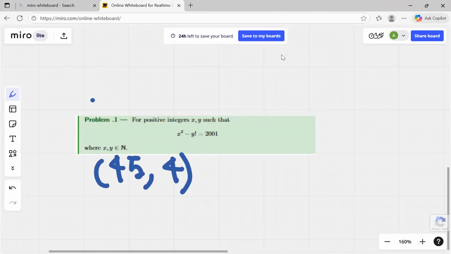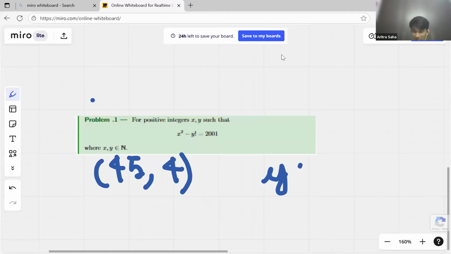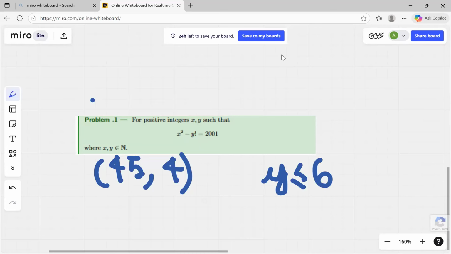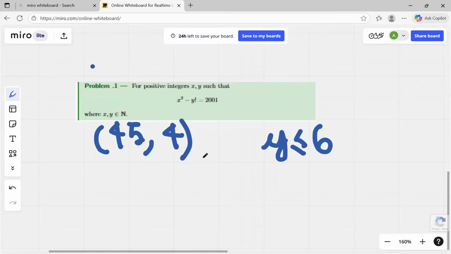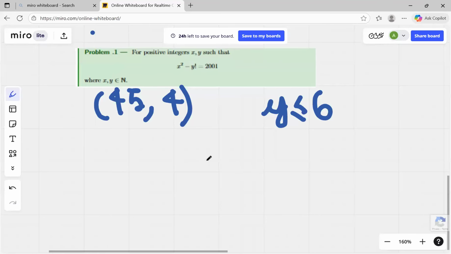No, y must be less than 6, or 1, 2, 3. Why must y be less than or equal to 6? Because if y is greater than or equal to 6, it's divisible by 9, and x also must be divisible by 3 if y is greater than or equal to 3, because we have 2001, which is divisible by 3 but not divisible by 9, so we get a contradiction. Yes.